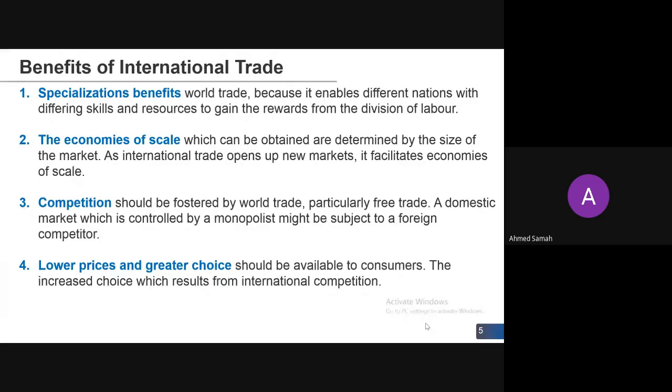Because of competition there will be lower prices. For example, our resources are scarce, and our labor force is paid more, so producing in our country is more expensive. But internationally the same product might be cheaper. So in that case, if we go for international trade, importing those particular goods and services will be cheaper in the country.